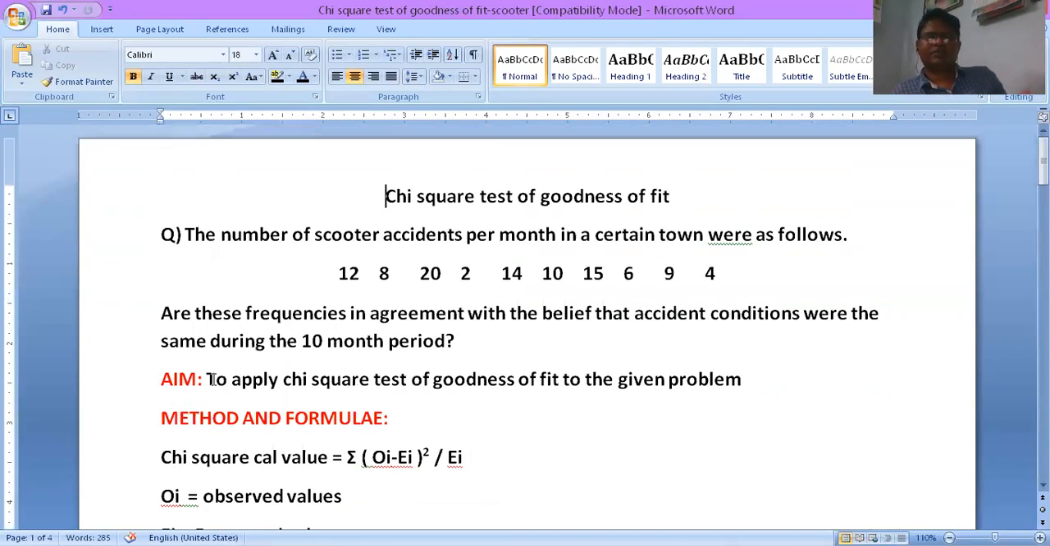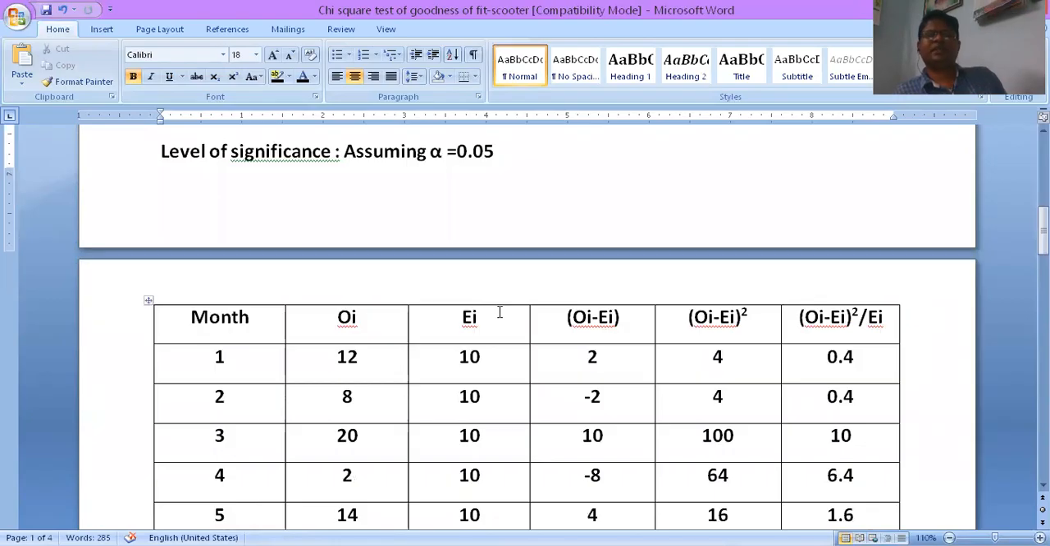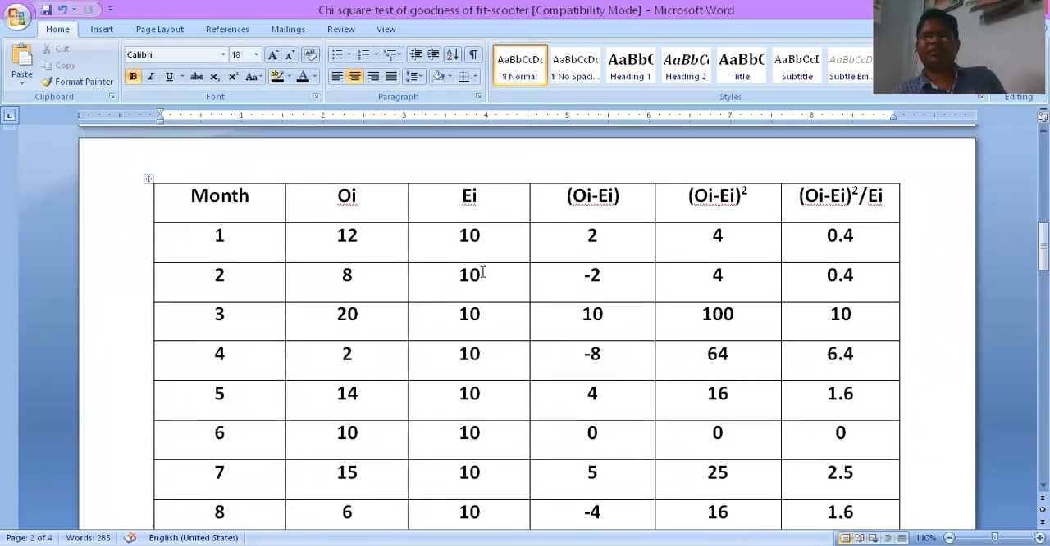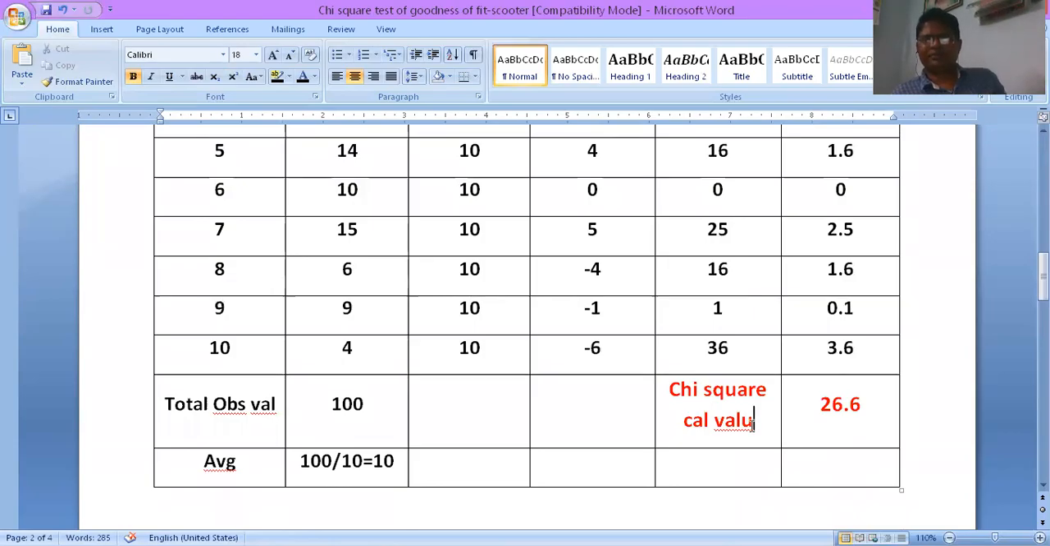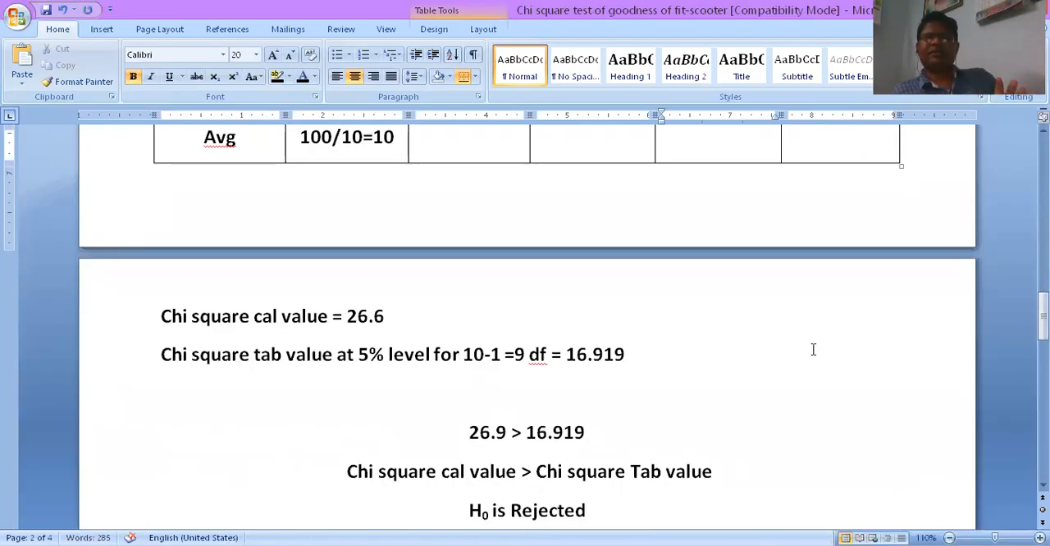Here all the observed frequencies are already given, but we have to take the average of them so that we get the expected value for each individual item. By taking the average, the average is 10. So we take 10 as the expected frequency for the corresponding observed items. We completed the table, and finally we got the chi-square calculated value, that is 26.6. How many observations are given? 10 observations. So n minus 1, 10 minus 1 means 9 degrees of freedom. At 5% level, we check the tabulated value, and that is 16.919. So the calculated value is above the tabulated value.